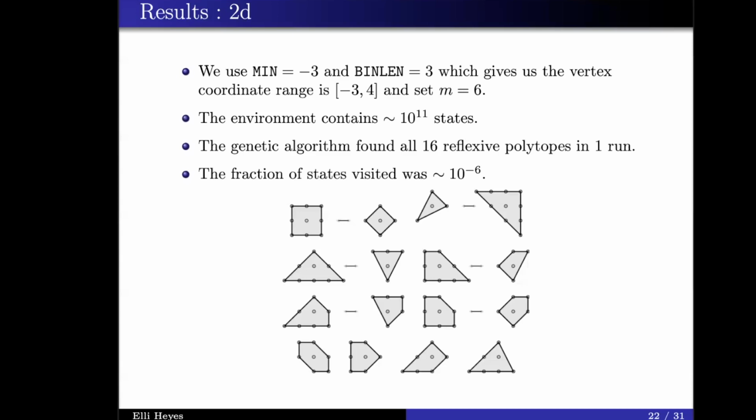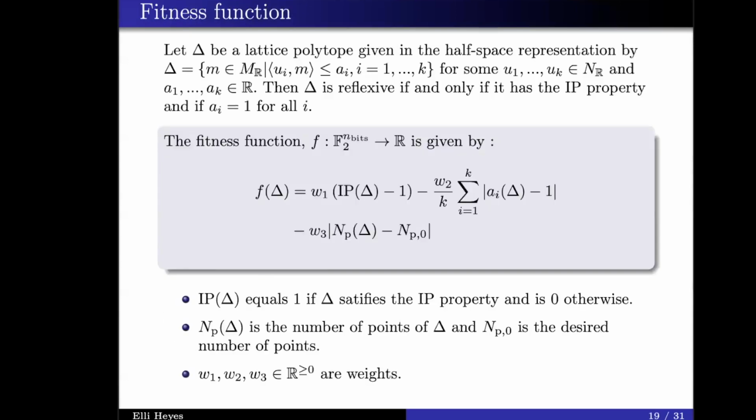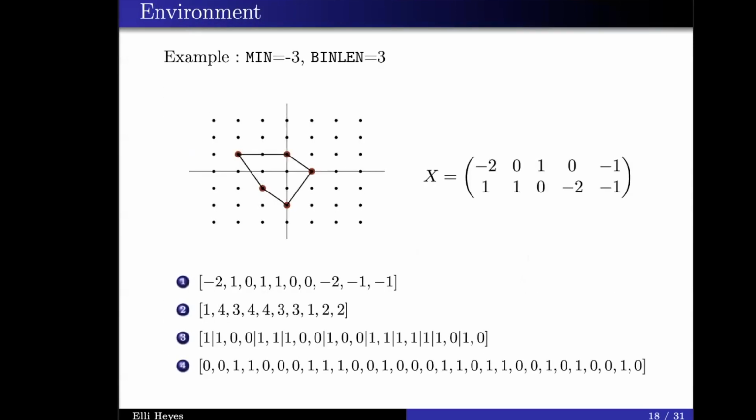But amazingly, after just a single run of our genetic algorithm, which takes less than a minute, we generated all 16 polytopes. In doing so, the genetic algorithm only searched a tiny fraction of the environment. Already in 2 dimensions, I think this result is really remarkable, especially given how unphysical this representation is.